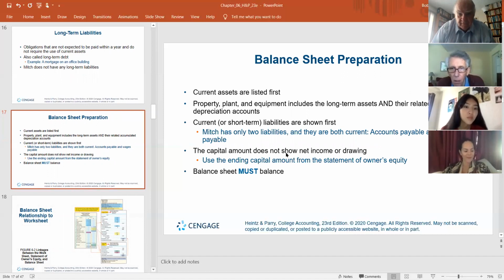And they're talking the balance sheet presentation. We should know this already. Current assets are listed first because the assets in your chart of accounts are listed in the order of liquidity. So we're going to start with cash, receivables, and then the equipment, the long-term assets, the fixed assets with their related contra accounts, accumulated depreciation, short-term liabilities, and here we go.